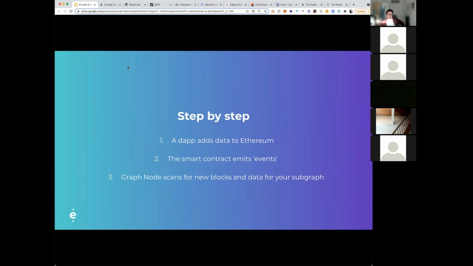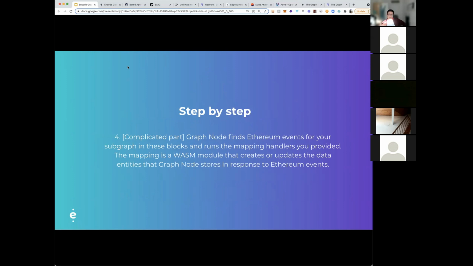Let's say I want the subgraph of, again, Bored Ape Yacht Club or Uniswap. And we're going to get a bit technical here. The graph node then looks at these Ethereum events and runs mapping handlers that we provided. And this is just a WASM module. We're not going to go into that. That creates and updates data entities that are stored. So basically it updates the database with new events that are happening.